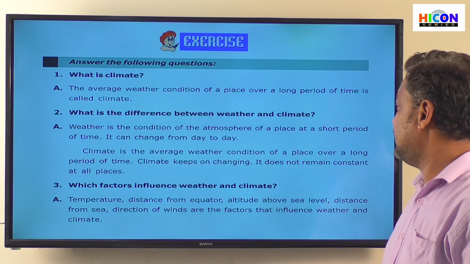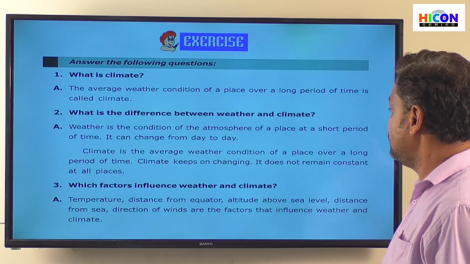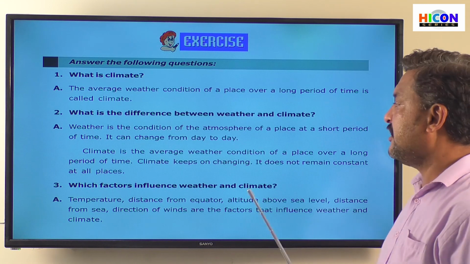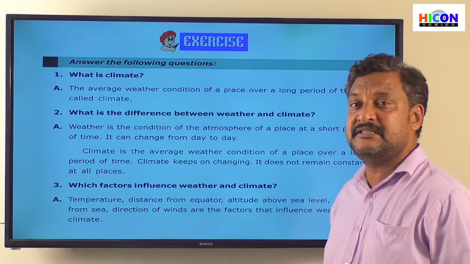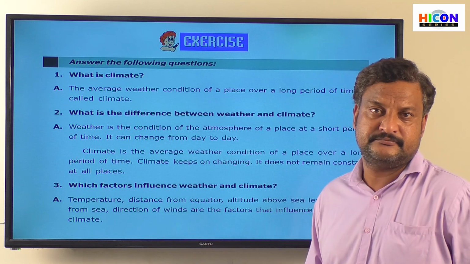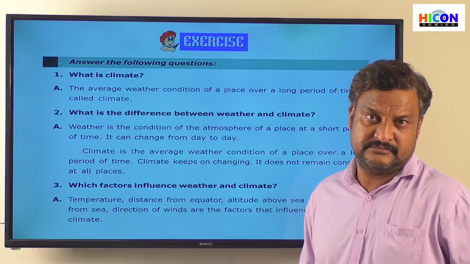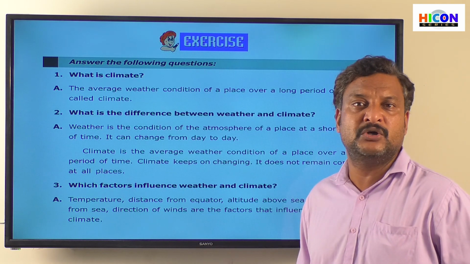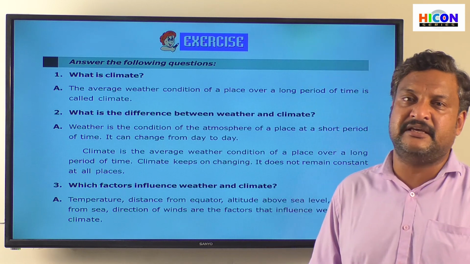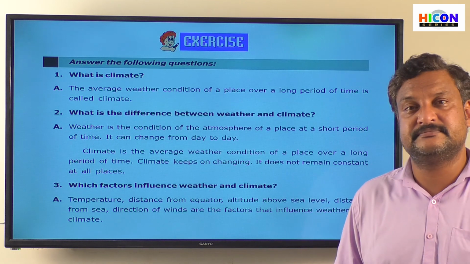Climate is the average weather condition of a place over a longer period of time. Climate keeps on changing. It does not remain constant at a place. But when it comes to climate, it's the average weather conditions over a period of time. Say for 3 months, we say, okay, it will be very hot. The climate is getting changed into hot. And before the rainy season, after 3 months, we say, now it's going to change again. There are changes in the climate.